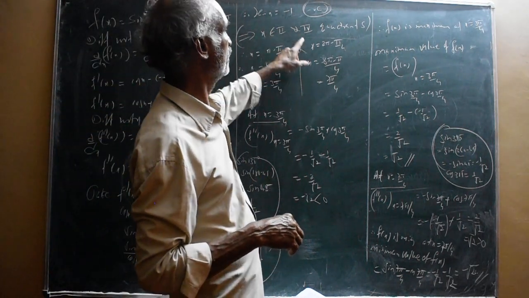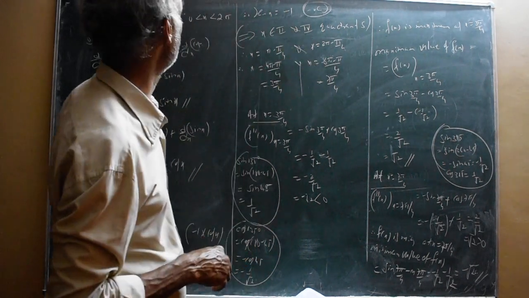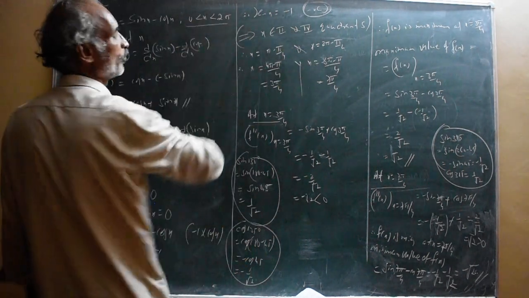And tan x is minus 1 means I can take values within 0 to 2π. It is mentioned here that x is within 0 to 2π.